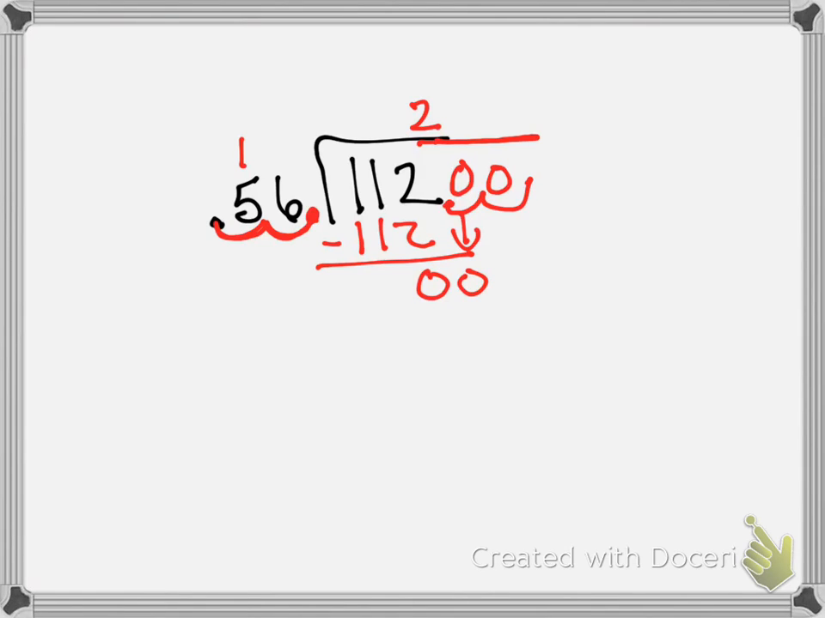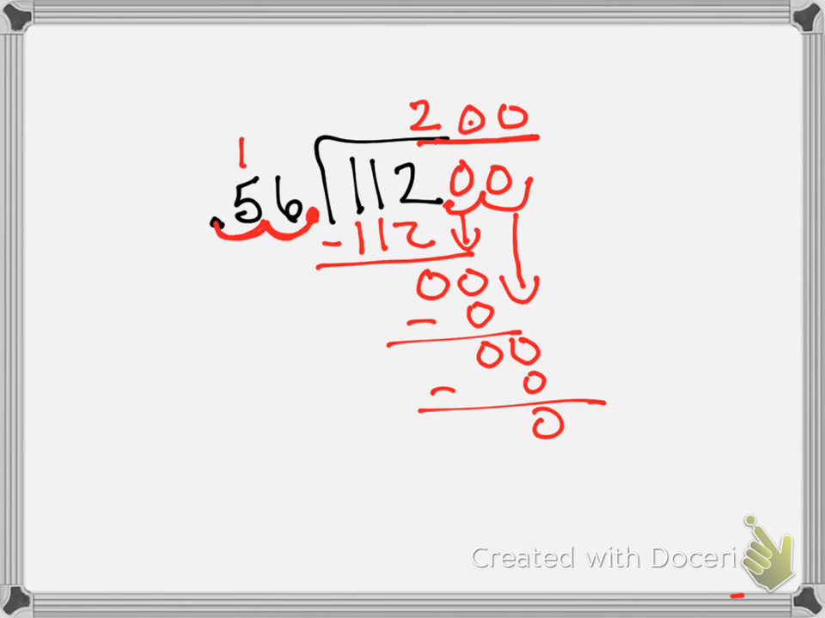56 will go into 0, 0 times. 0 times 56 is 0. Subtract, still bring down our 0. 56 will go into 0, 0 times. 0 times 56 is 0. Subtract, and that is our answer. So 11,200 divided by 56 is 200.